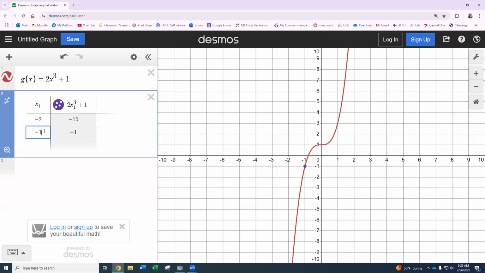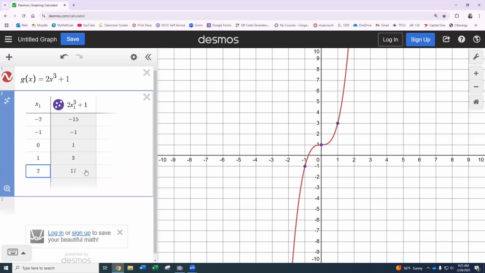But I want -1, 0 is right there on my graph. 1 is on my graph. And 2 is going to be the same thing. If I go to 2, that has 17, and so I don't see that on my graph. So it's just these 3 points here that I can really plot.